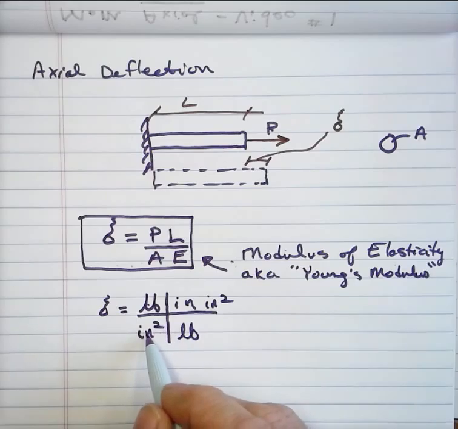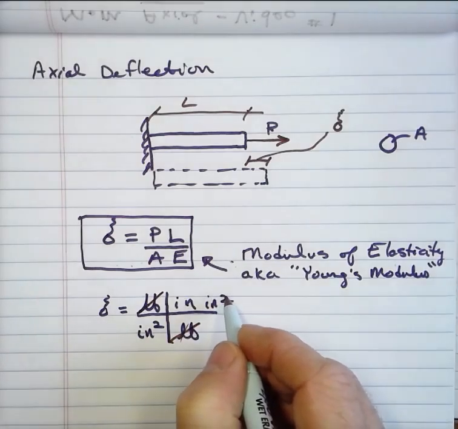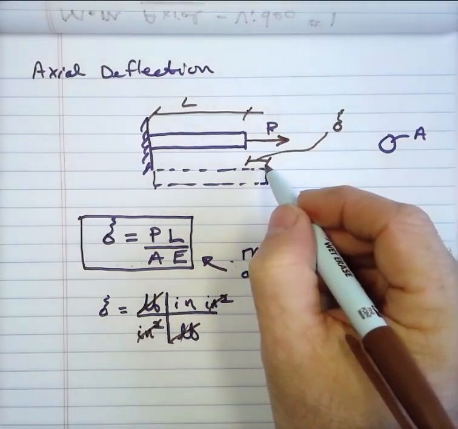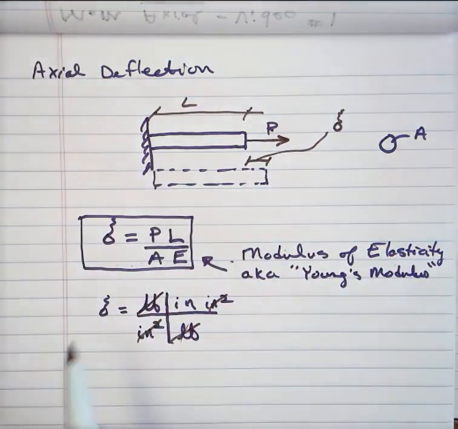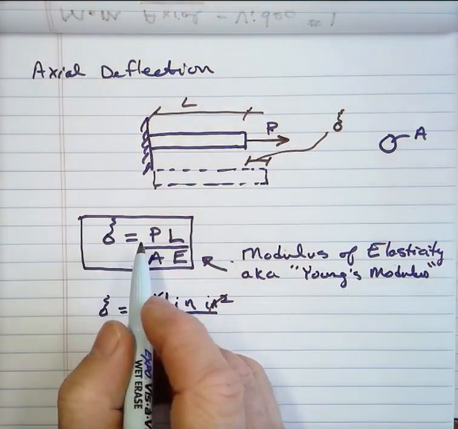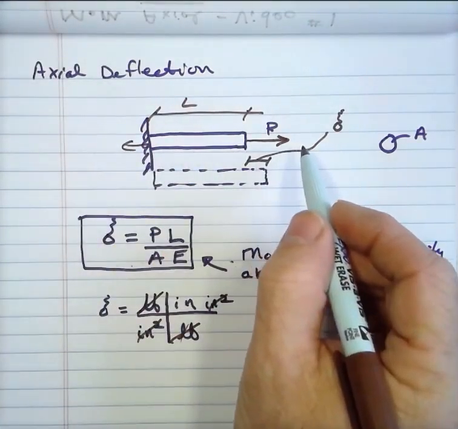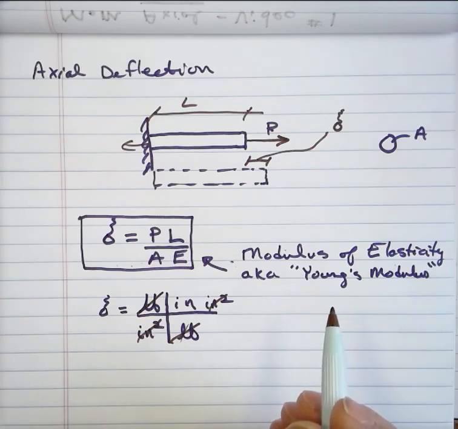P, L, A, E. Now we cross things out, cross out the pounds, cross out the inches squared, and we get a deflection in inches. We would expect that the increase in length would be in inches. This equation works for increases when something is in tension. Also works for decreases when something is in compression. So there we have axial deflection.